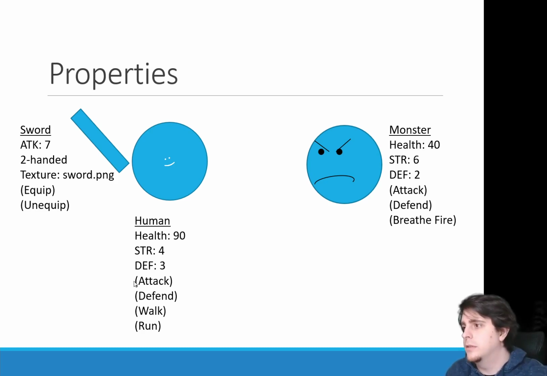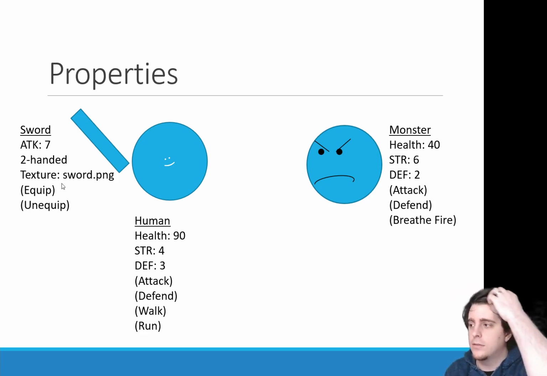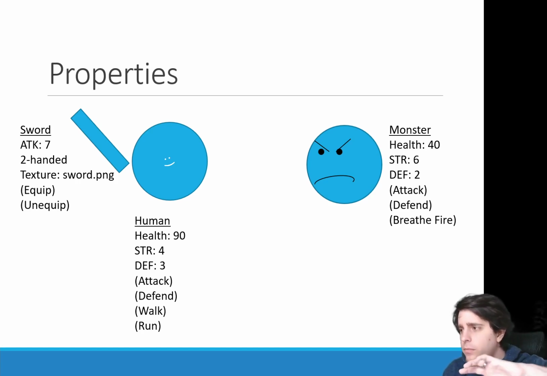I've given my human the behaviors attack, defend, walk, and run, and I've given my monster attack, defend, and breathe fire. This monster, in this case, is immobile, it can't move, but that's how this system has been designed. And we're starting to see, you can put the pieces together now. You probably could when it was back to objects, but whatever. We can almost see the complete system here.